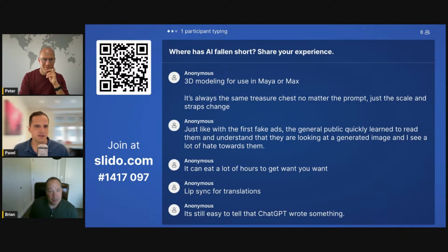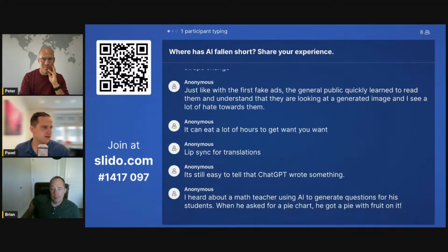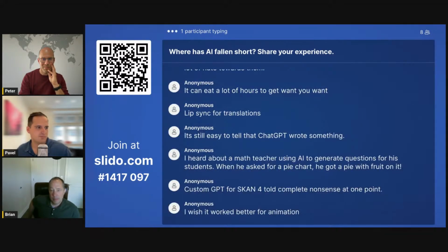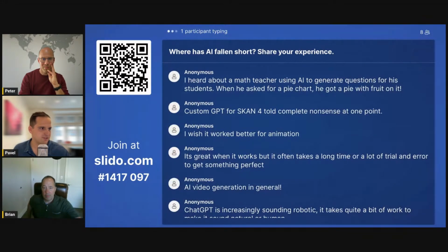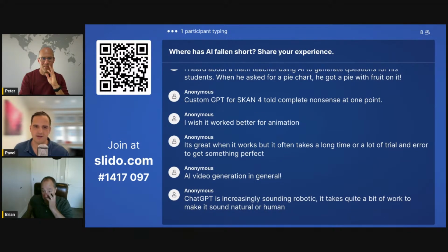Totally. Looks like we got quite a few answers in. So I think in the interest of time, let's take a look at some of these fails. So yeah, 3D modeling, general public quickly learning to read them and understand that they're looking at AI. That's definitely a big deal. Still easy to tell that ChatGPT wrote something, making things human. Still not great for that, of course. Terrible for Scan 4 with custom GPT. So yeah, any thoughts on these fails you guys are seeing, or pretty much par for the course?